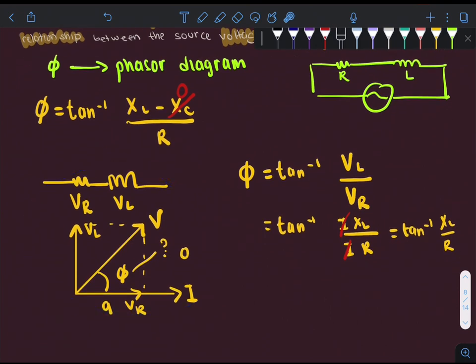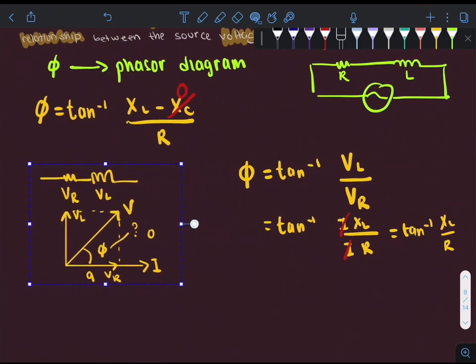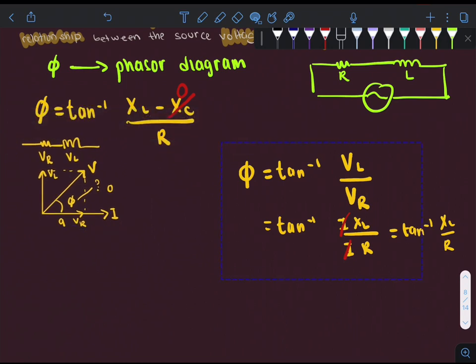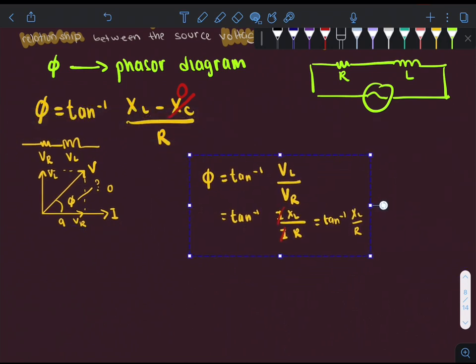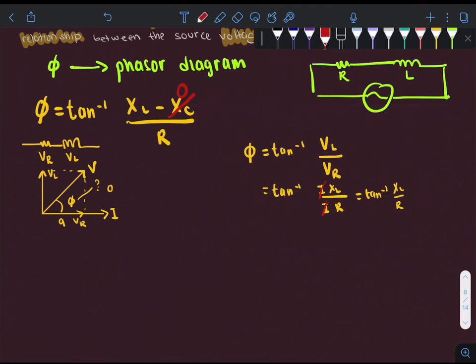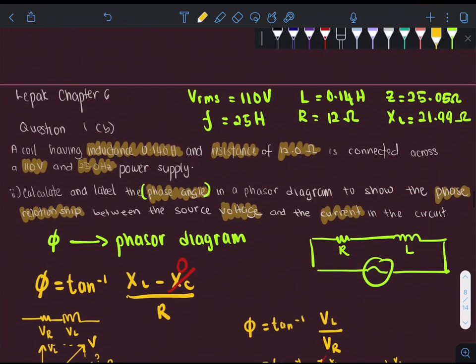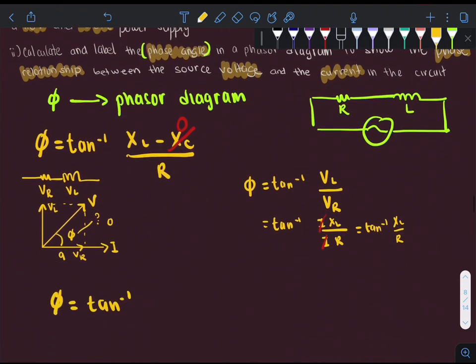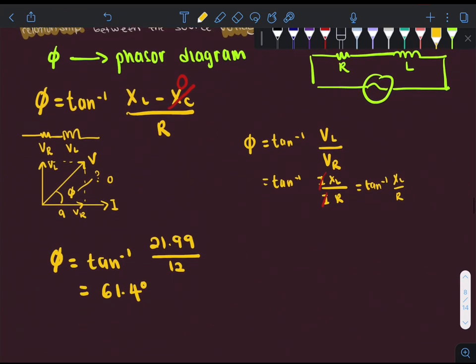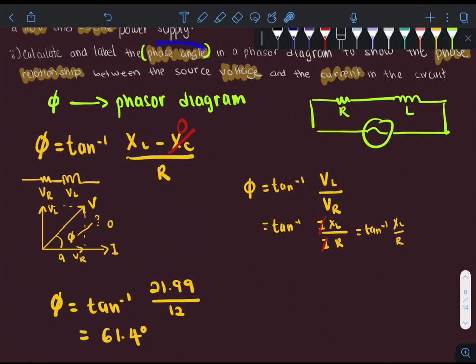So now, to answer the question, we are going to substitute the values into the equation so that we can find our phi here. So the phi here is shift tangent XL, which we have already found, which is 21.99 ohm, divided by the resistance, which is 12. And then you press your calculator, and you will end up with 61.4 degree. So this is the phase angle.